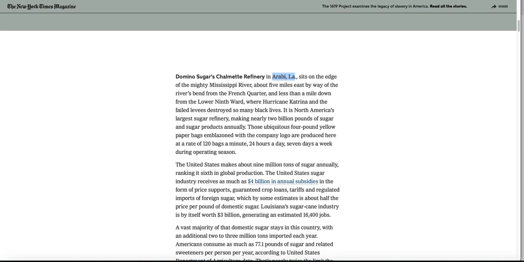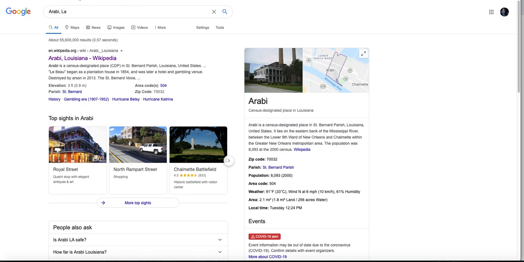Okay, let's see. Now it says Arabi, and I'm thinking Arabia. Okay, come on now. Arabi is a census designated place, a CDP in St. Bernard Parish, Louisiana.